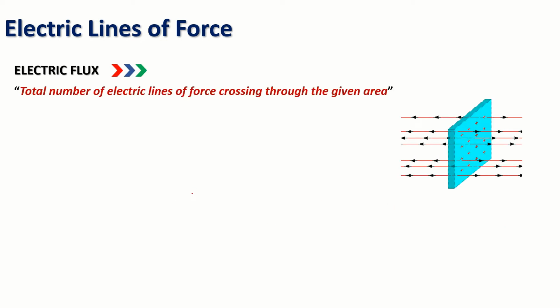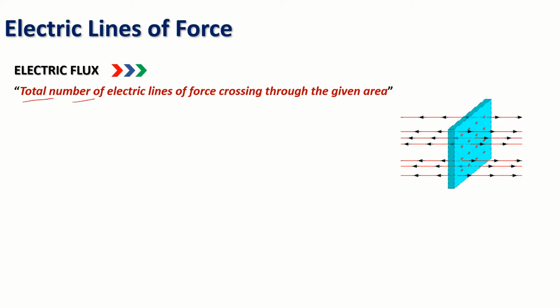So, when you go to the electric flux, it is the number of electric lines of force. Simply, we can call it electric flux. Electric flux is the total number of electric lines of force crossing through a given area. See here, now consider one area like this. It's a rectangular or square area.